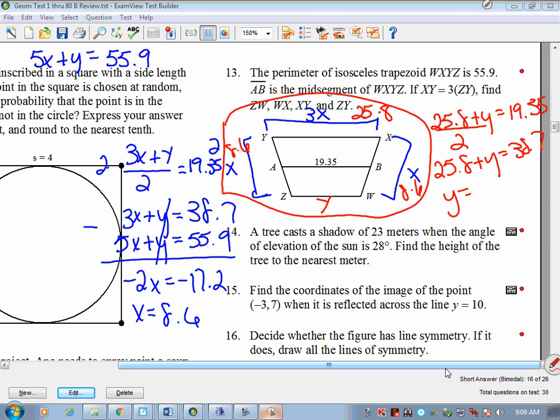And I get y equals what? Anybody? 38.7 minus 25.8? 12.9. Okay, so you guys have the ability to scroll down to the bottom and look for the answer on 13, right? Anybody want to scroll down and see if we're correct? We're right? We got all of them right? Okay, 25.8, 8.6, 8.6, 12.9.